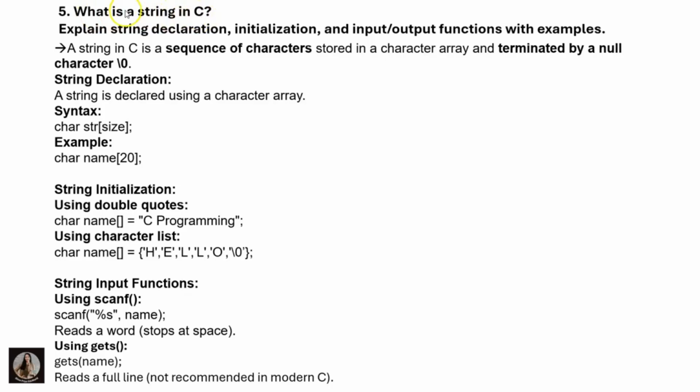What is a string in C? Which is a very simple concept. Easily you can learn. Explain string declaration, initialization and input-output functions with an example. A string in C is a sequence of characters stored in a character array and terminated by a null character. It will store a sequence of characters. Clear? In a character array, which will terminate at the end by using the null character.